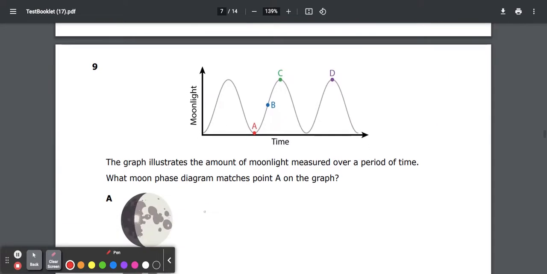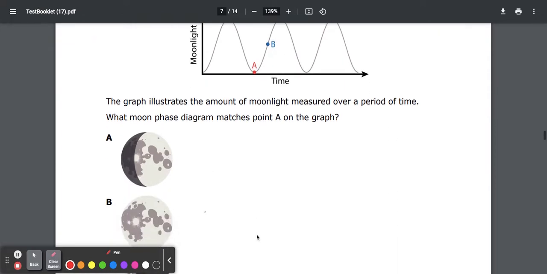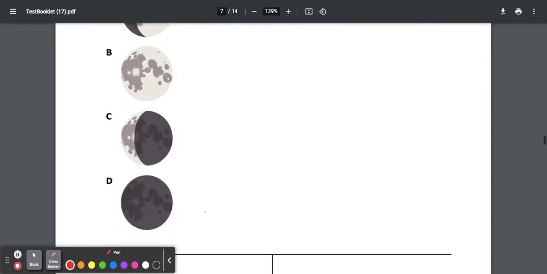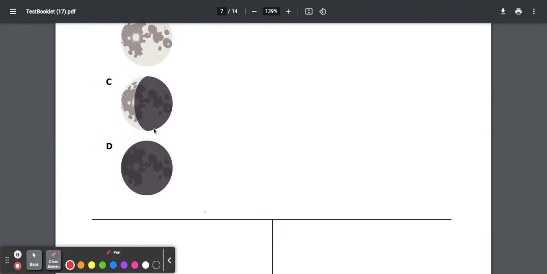Number 9, the graph illustrates the amount of moonlight measured over a period of time. What moon phase diagram matches point A? So here's point A. If I go over here, my moonlight is at its lowest amount. So if the light is at the lowest amount, then it's going to be D, a new moon.